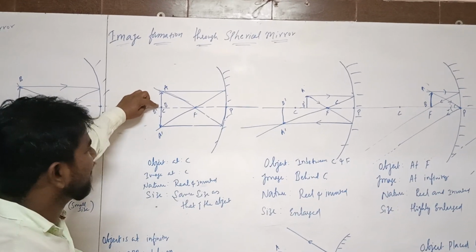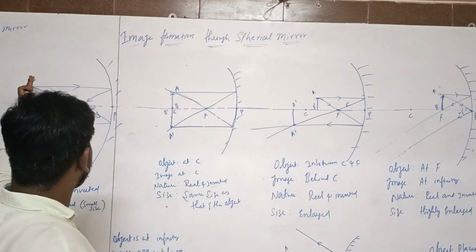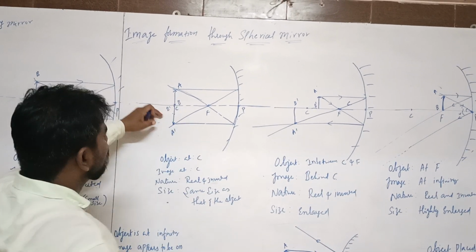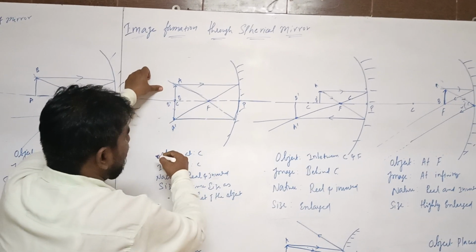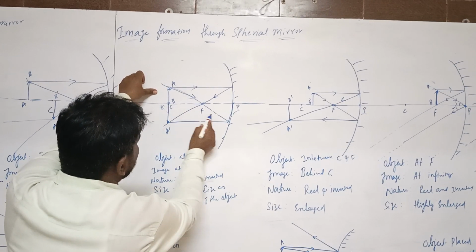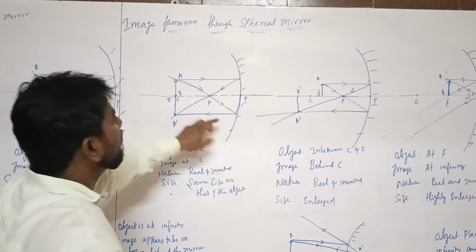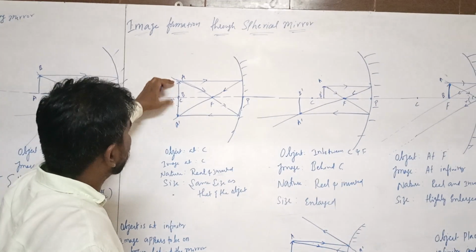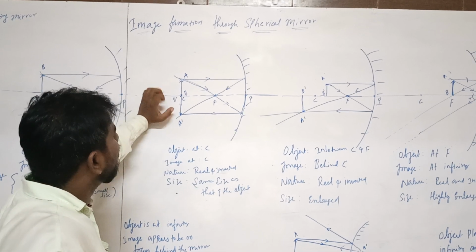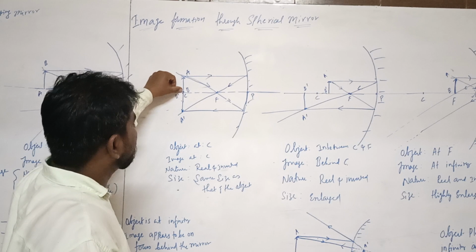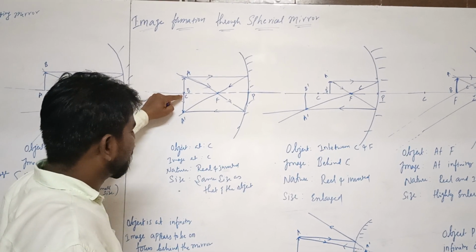In the last case we saw the object behind C, now we will keep the object at C. One ray is parallel to the principal axis. After reflection it passes through the focus, and another ray is incident through the focus. After reflection it will be parallel to the principal axis. Here we can see the size of the object and image are the same, and the image is inverted. When we keep the object at C, image formation also takes place at C.